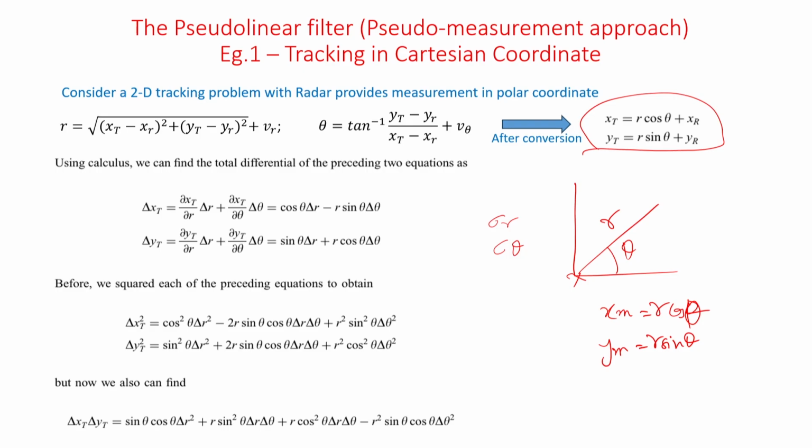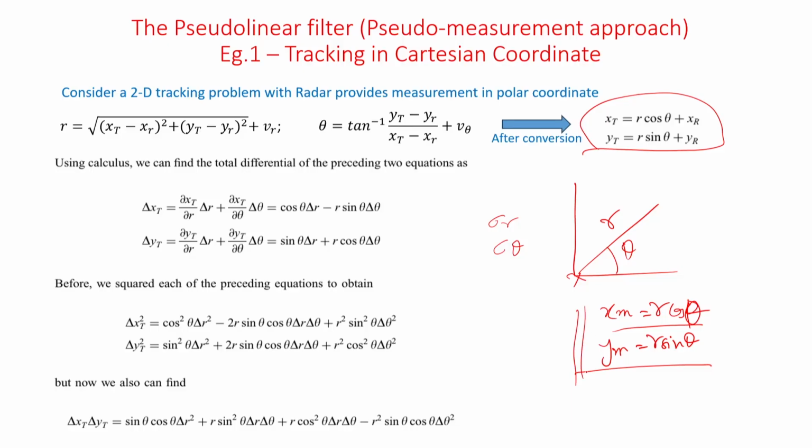Now, I want to use the pseudo measurement filter. My state model you can assume is [1 T; 0 1], a constant velocity model, which is a linear model. The measurement is nonlinear, so from nonlinear I converted it into x and y. That is why it is called Cartesian coordinate tracking. Why Cartesian coordinate? Because my state is in Cartesian. My measurement was in polar, so I changed it from polar to Cartesian. Ultimately I get Cartesian measurements x_m, y_m.